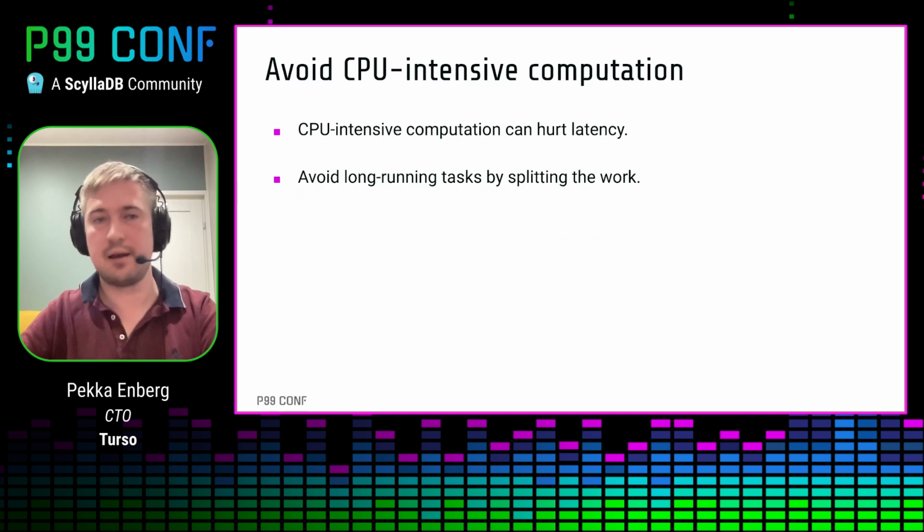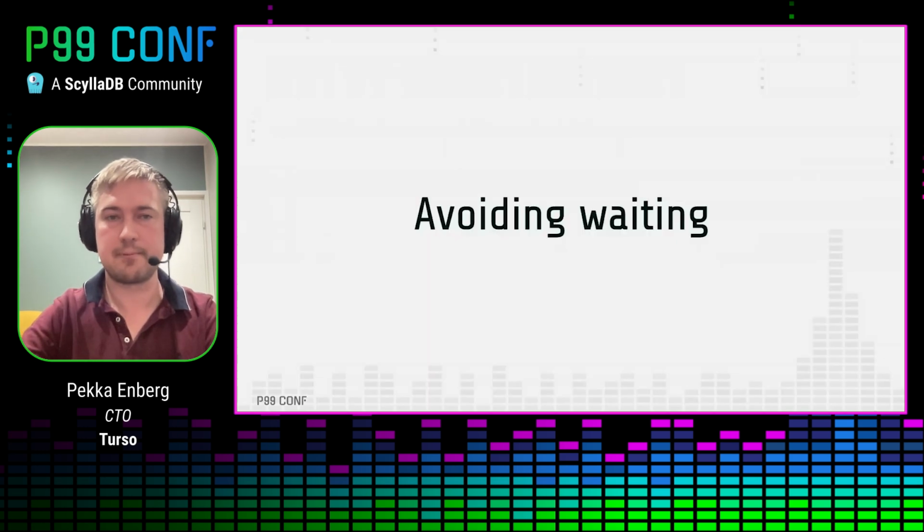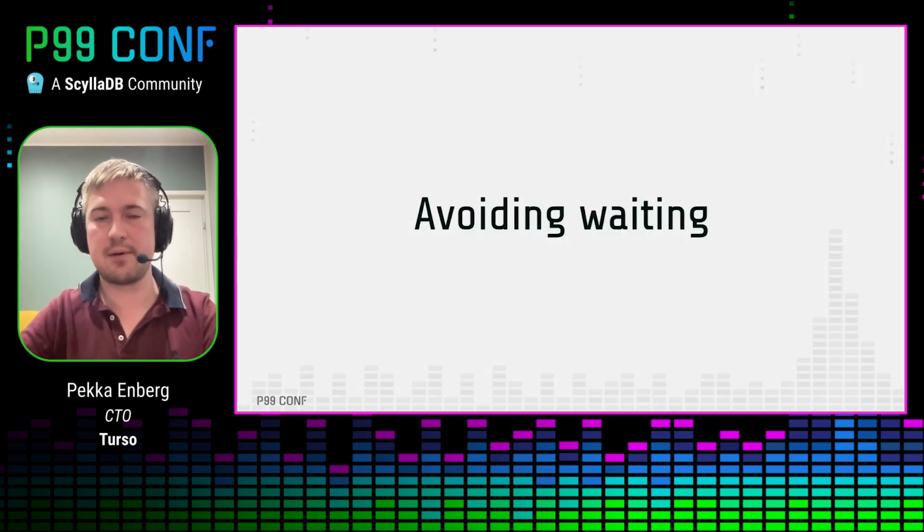Then finally, avoid CPU intensive computation. This is probably self-explanatory for a lot of people. But if you have these long-running CPU intensive computations, they can really hurt latency, because basically you can monopolize the CPU, for example, and other parts of your application won't be able to make any progress. And this has some overlap with avoiding waiting, but I decided to include it here, because essentially what you want to do is avoid these long-running tasks by splitting the work. So that was avoiding work.